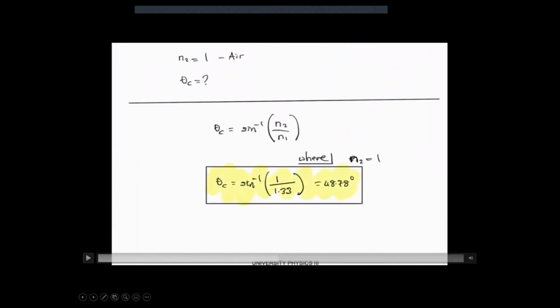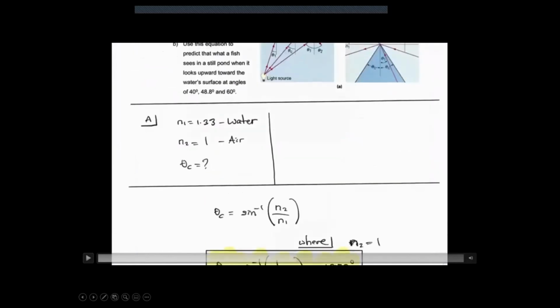So at this angle, the fish is going to be able to see everything at the water surface. All right, so 48.8 degrees, the fish is going to be able to see everything at the water surface. Any angle smaller than this, it's going to be able to see what's beneath. Any angle larger than that, it's going to be able to see what's above the water surface. So that's what it means.